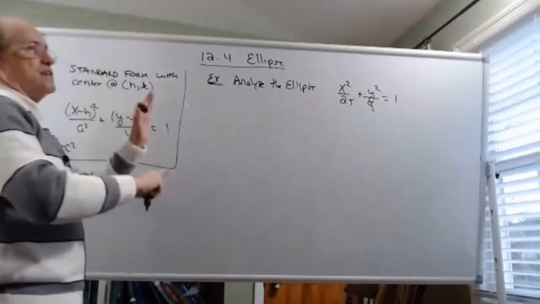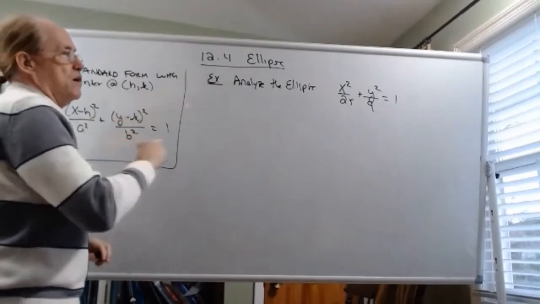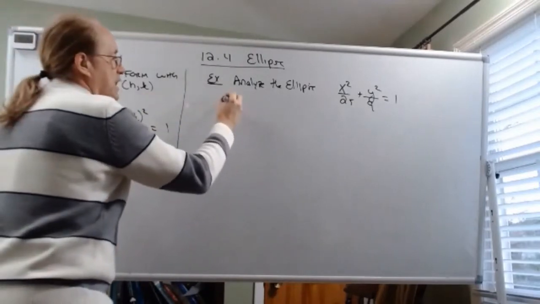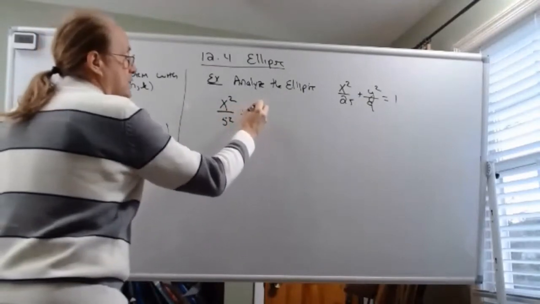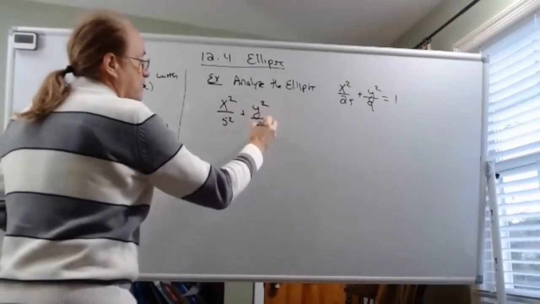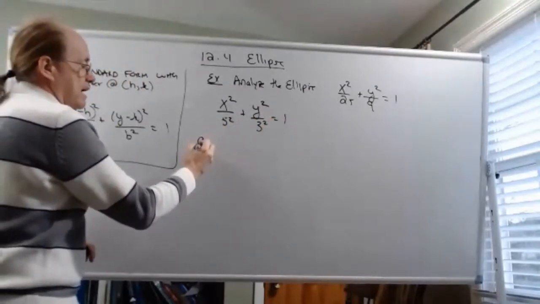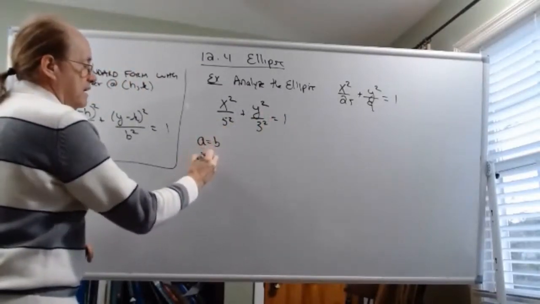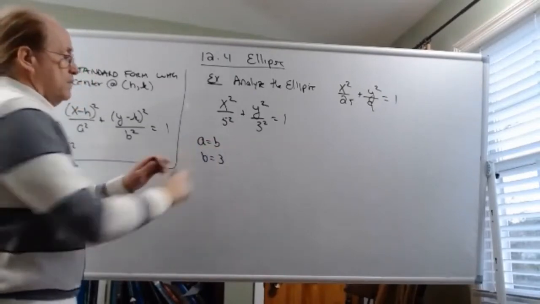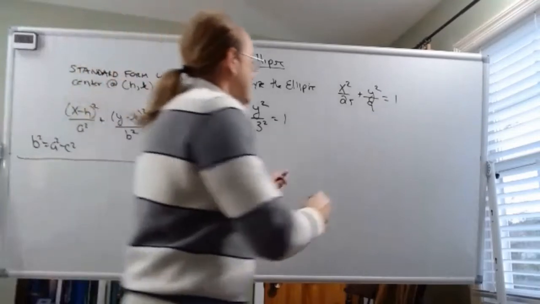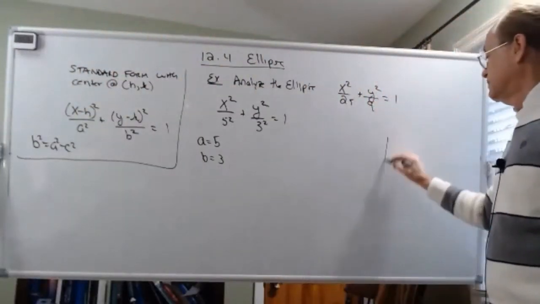This is centered not at the point h comma k, it's centered at the origin. So it's equivalent to x squared over 5 squared plus y squared over 3 squared is equal to 1. Well, this tells me right away that my a is 5 and my b is 3. So I can go right to, let's also graph it so we can see what's happening over here.